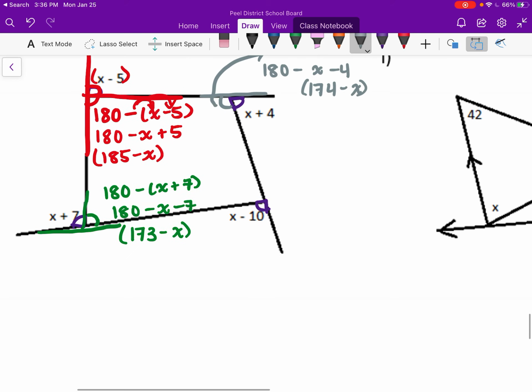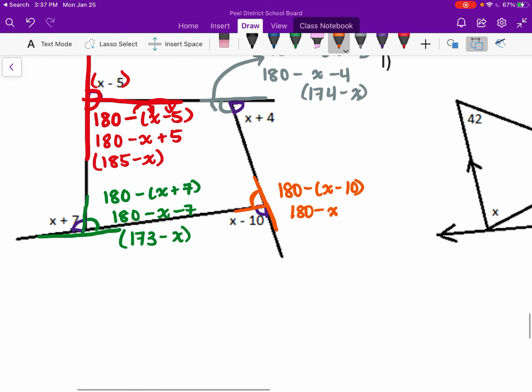And then this last but not least, I'm going to put this angle in orange, and this is again a straight line. So I'm left with 180 minus x minus 10, 180 minus x plus 10, because we have a negative and a negative, plus 10, so 190 minus x, right?